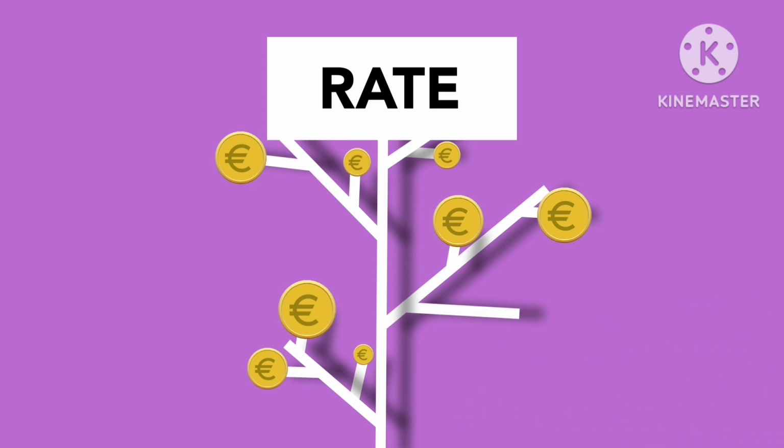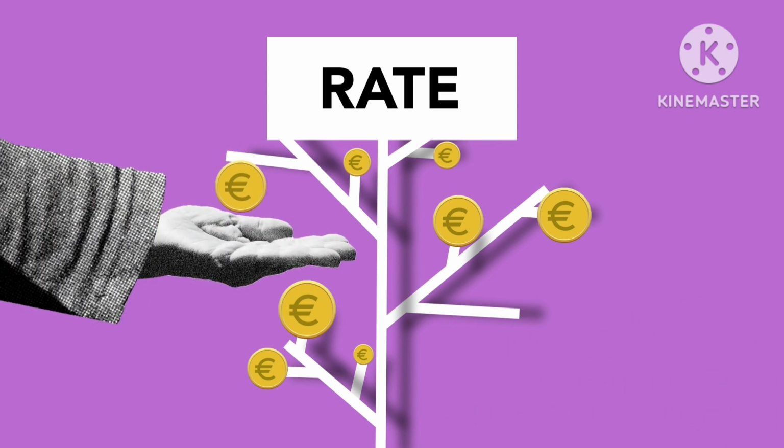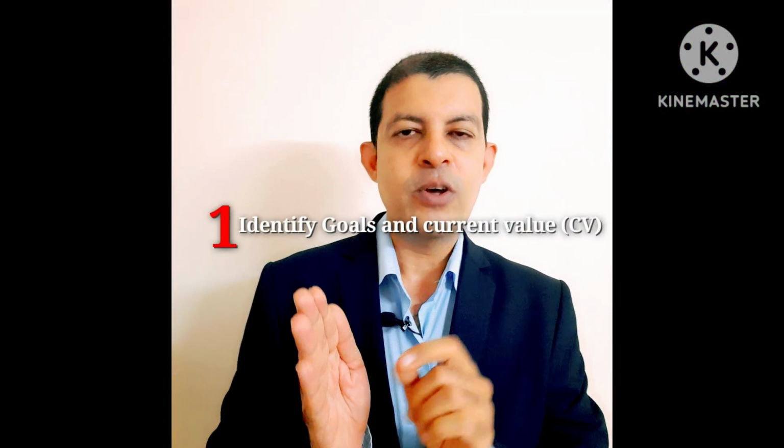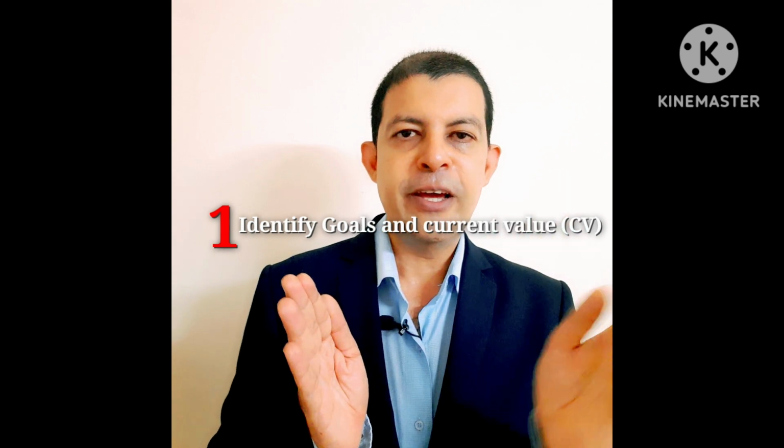When it comes to expected rate of return, you first need to understand the financial goals. You need to give a value for each of these goals. For example, if you want a house 7 years down the line, you mention the time frame of 7 years, and what is the current cost of the house, that you also need to mention.